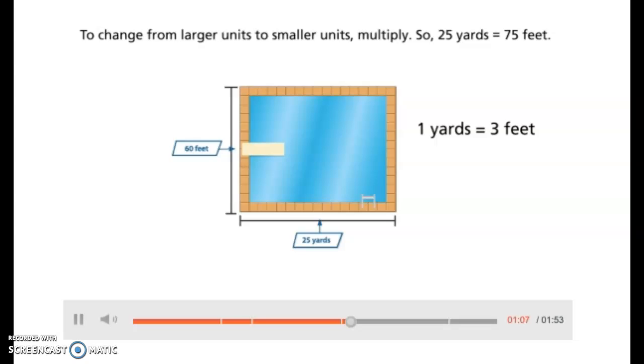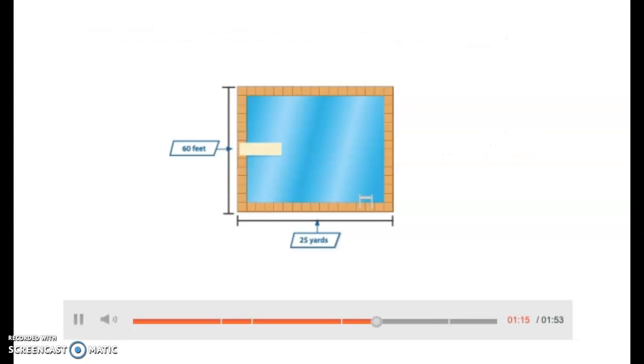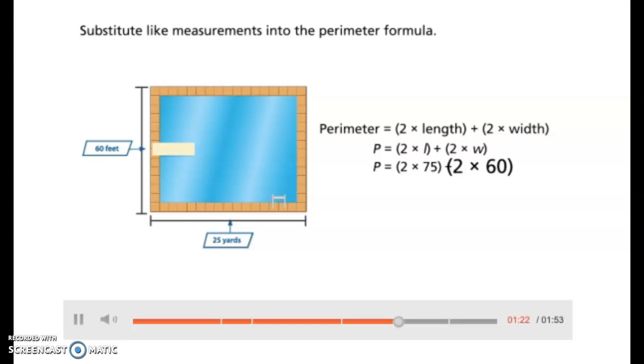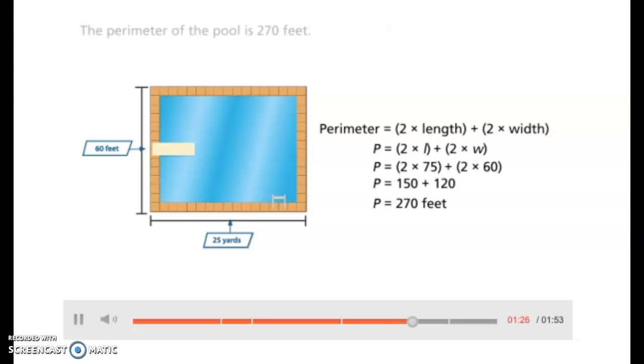To change from larger units to smaller units, multiply. So, 25 yards equals 75 feet. Substitute like measurements into the perimeter formula. The perimeter of the pool is 270 feet.